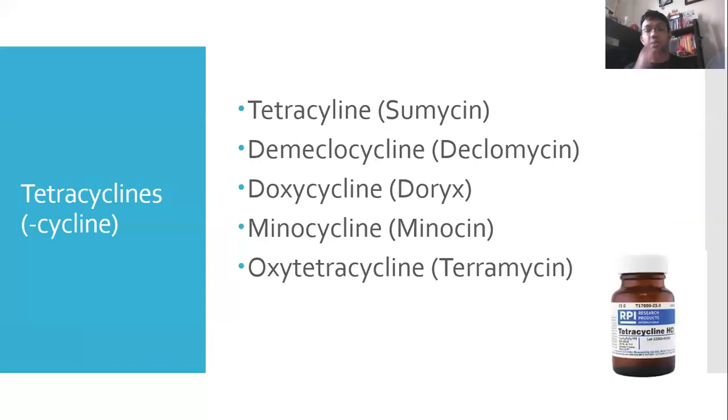Now we go to tetracyclines. Their common suffix is cycline. Examples are, of course, the first one, tetracycline, Sumycin is the brand name. Demeclocycline or Declomycin, doxycycline or Doryx, minocycline or Minocin, and oxytetracycline, Terramycin. Always remember their common suffix, which is cycline.